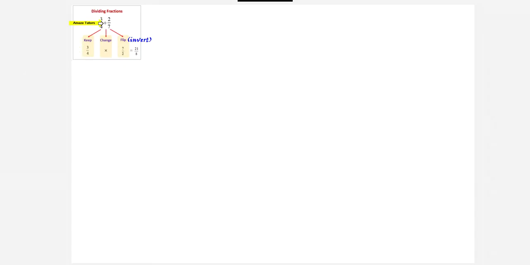Change the division symbol to multiplication. Flip or invert. Flip only the divisor fraction, or the second fraction. So 2/7 will become 7/2 because we just learned how to reciprocate it. Writing upside down. Numerator comes to the bottom, denominator goes to the top. Now multiply as usual. 3/4 times 7/2 after flipping.